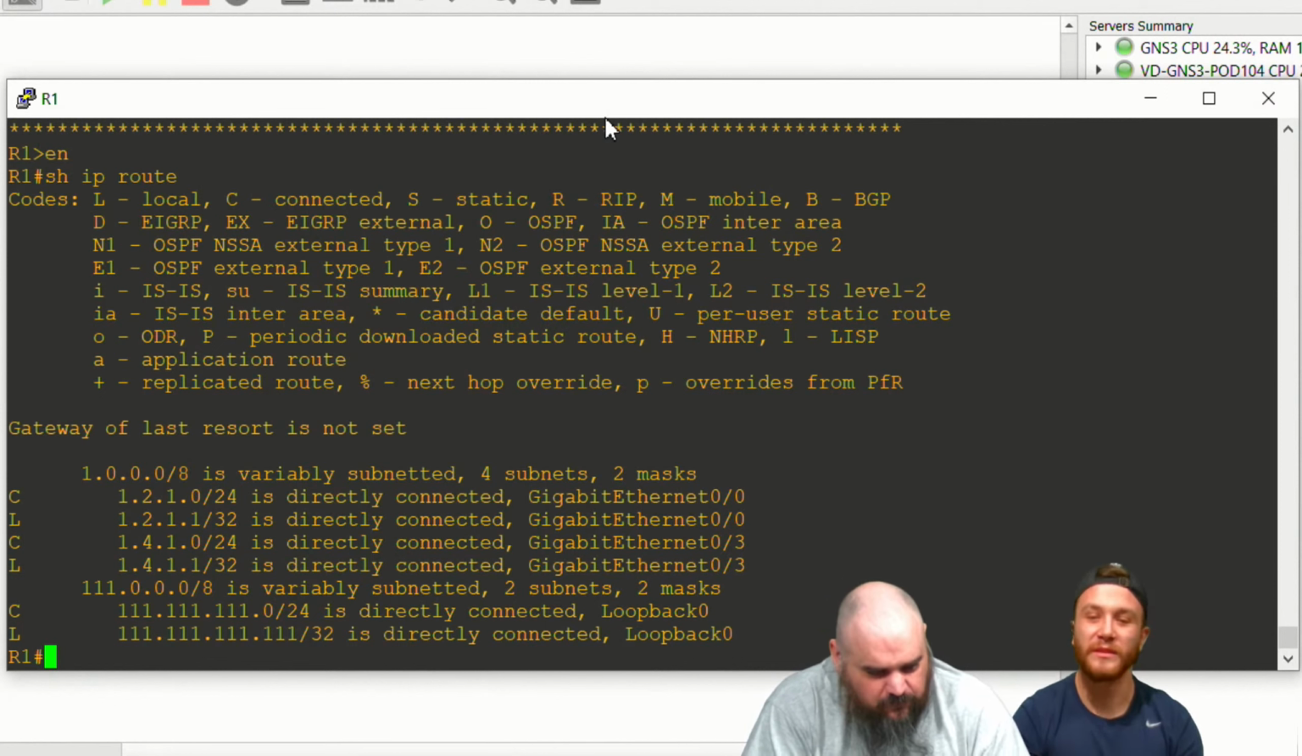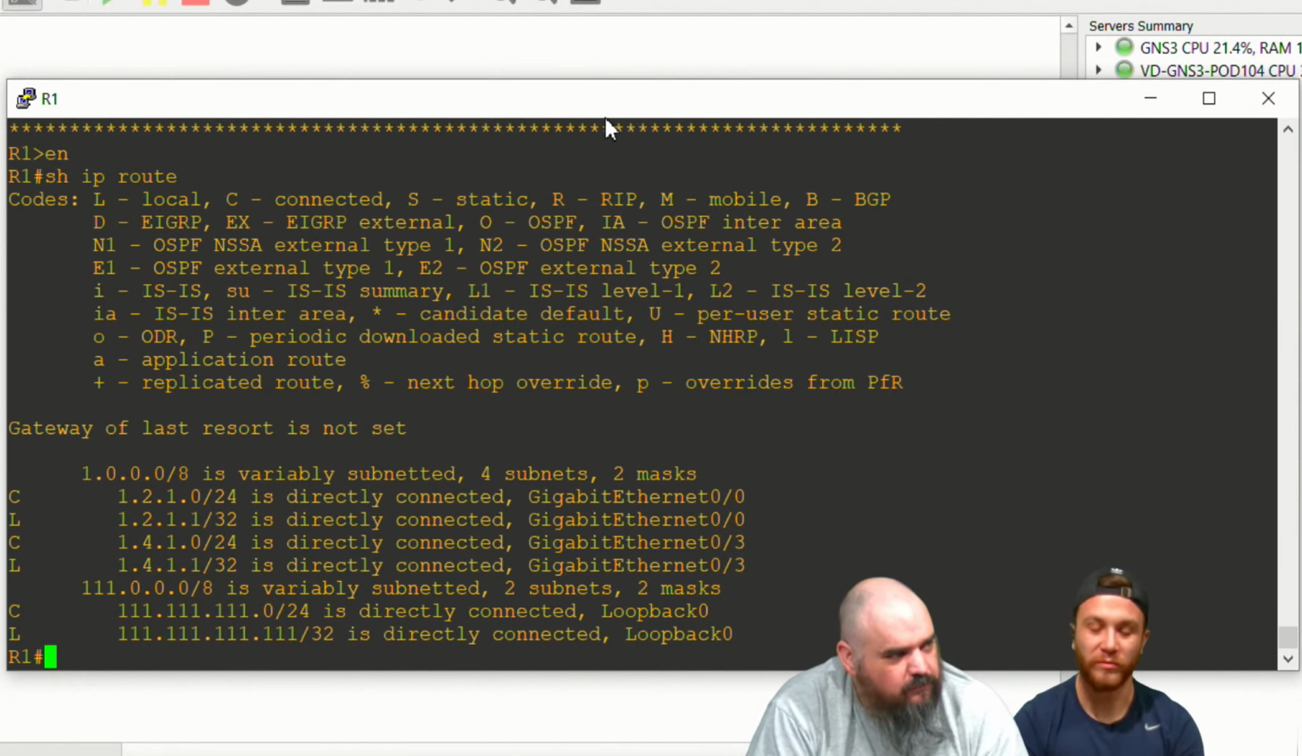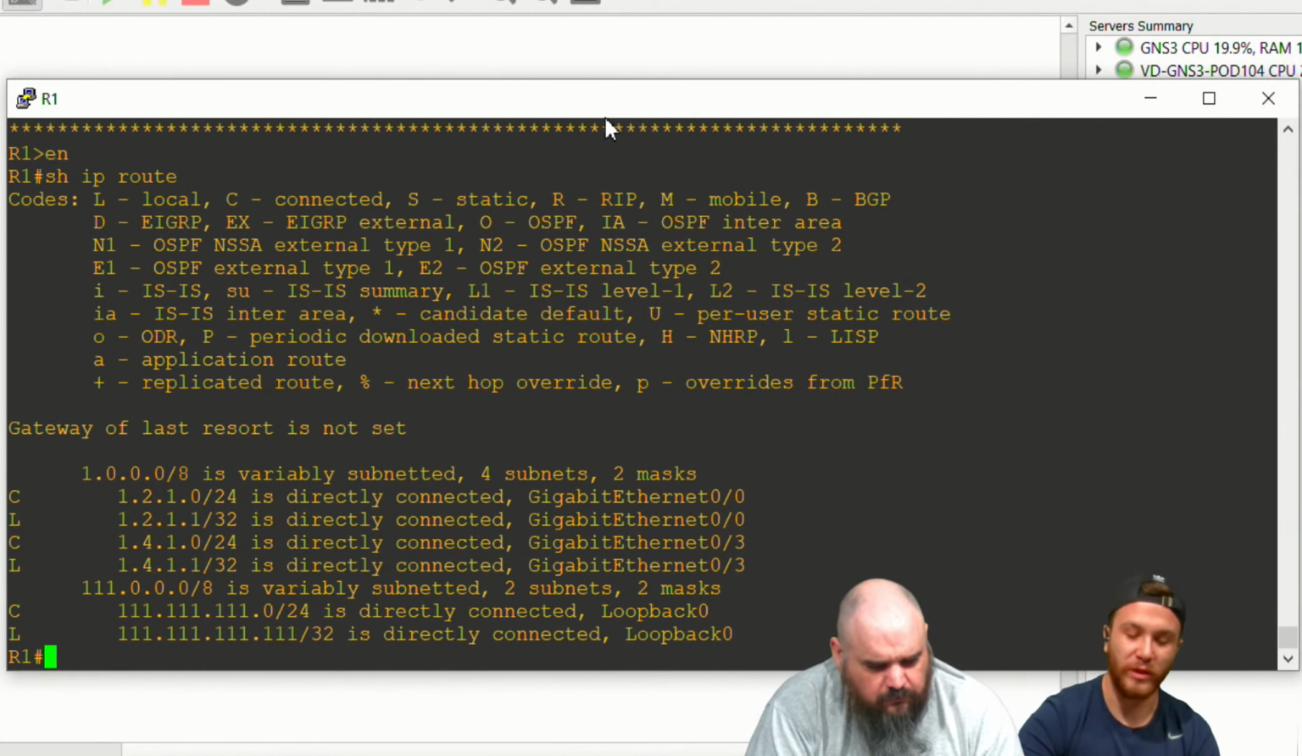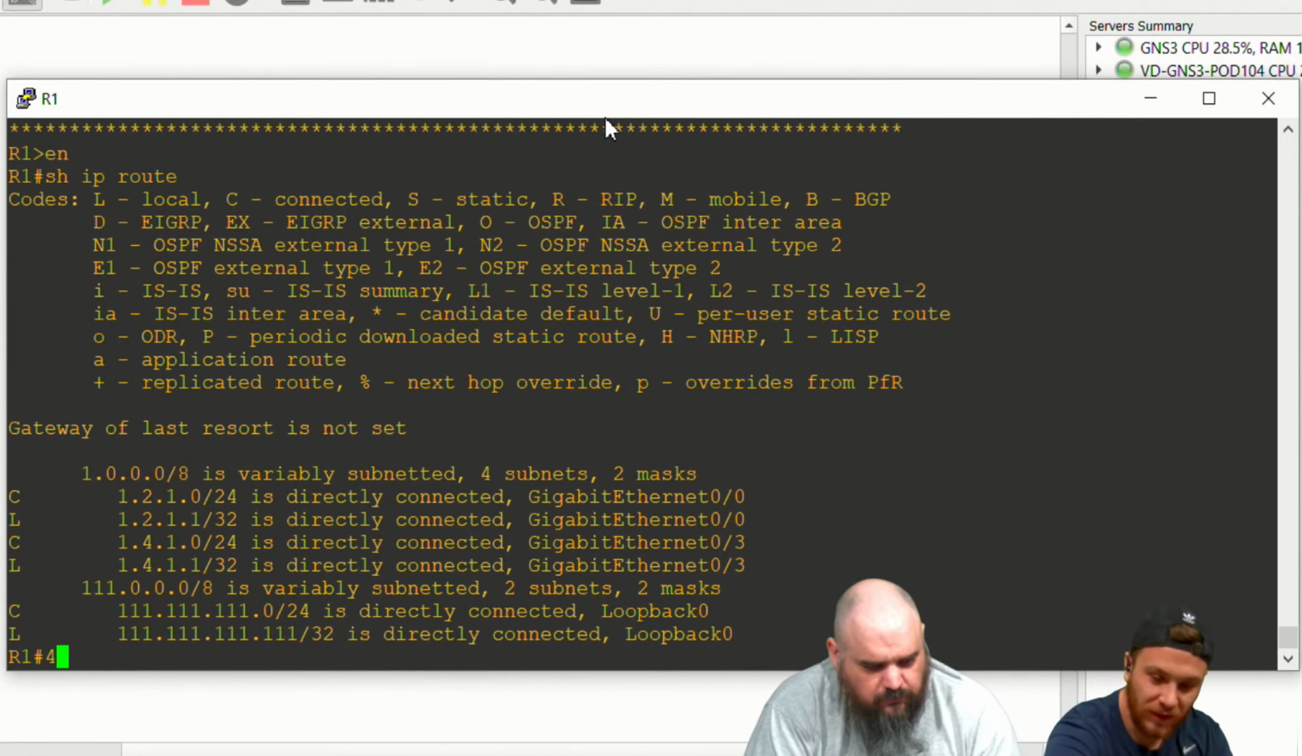So if you do show IP route within Cisco, every network vendor has their own show IP route equivalent. But these are all the routes that you have right here, right? We can identify what kind of routes are what based off of the codes to our farthest left. So you see how we have a C and an L on the far left.